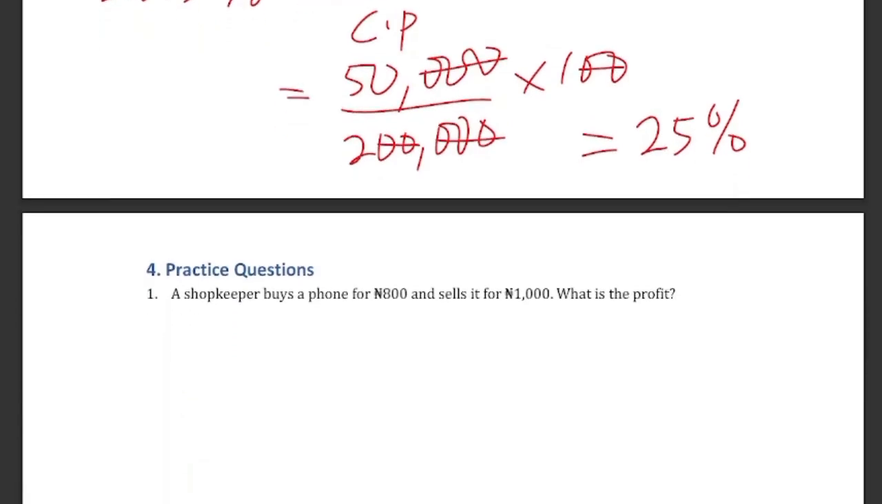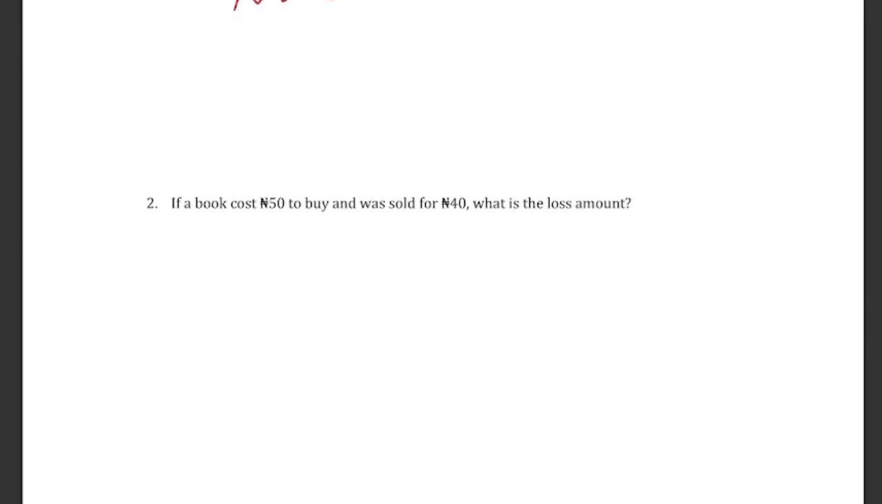So we have just the practice question. Let's look at this practice question. A shopkeeper buys a phone for 800 naira and sells it for 1,000. What is the profit? So the same thing, the profit should be what? 1,000 minus 800. So the profit is going to be 200. Now, let's look at the second one. If a book costs 50 naira to buy and was sold for 40, what is the loss? Sometimes they will ask you, is that a loss? Is that a profit? So the loss is 10 naira.